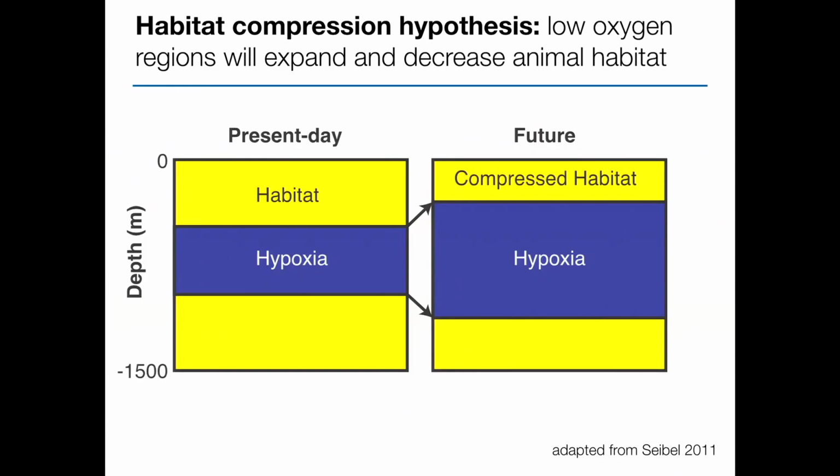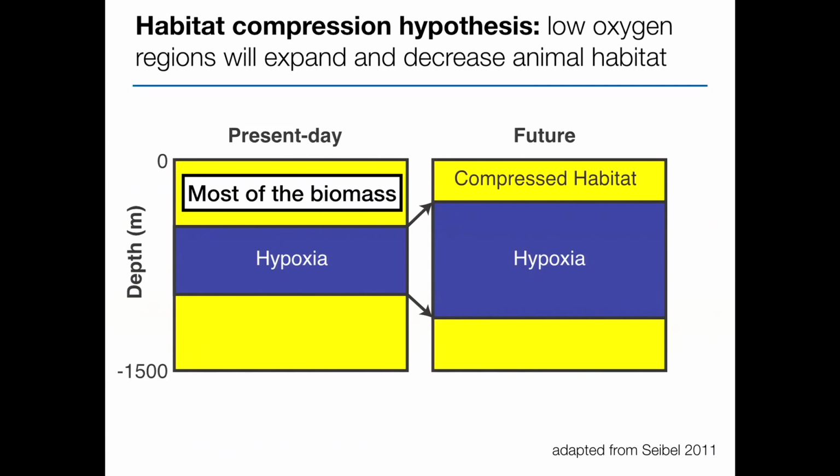So going into the future, what they've been observing in the ocean is that these hypoxic regions are increasing in size, and they're getting shallower in depth. They've noticed that in several of these regions across the world. And so they've developed this hypothesis that these low oxygen regions are expanding, and the habitat is going to decrease. This is where all the animals live, up here near the surface. That's where most of the biomass is.